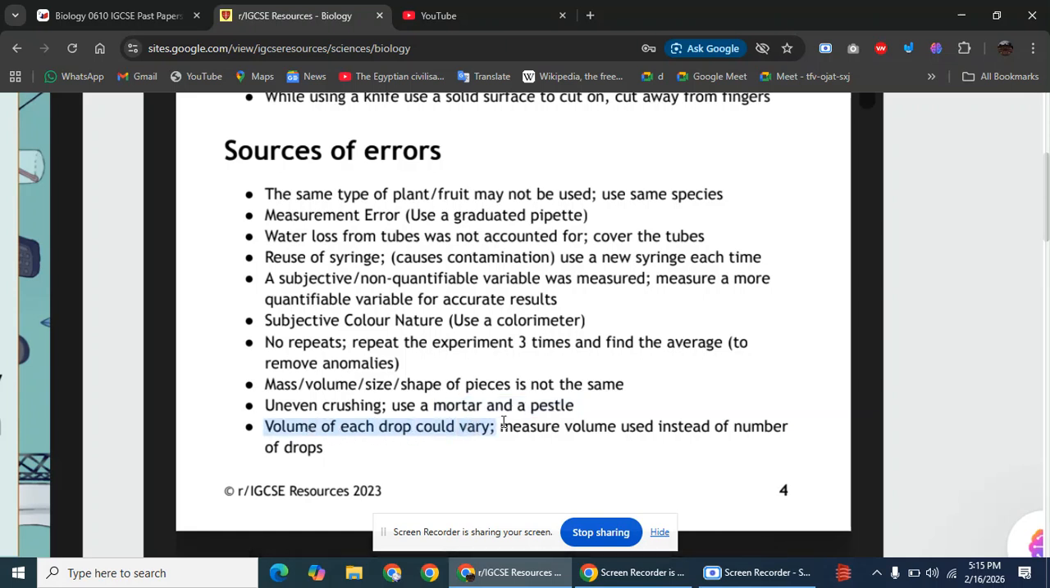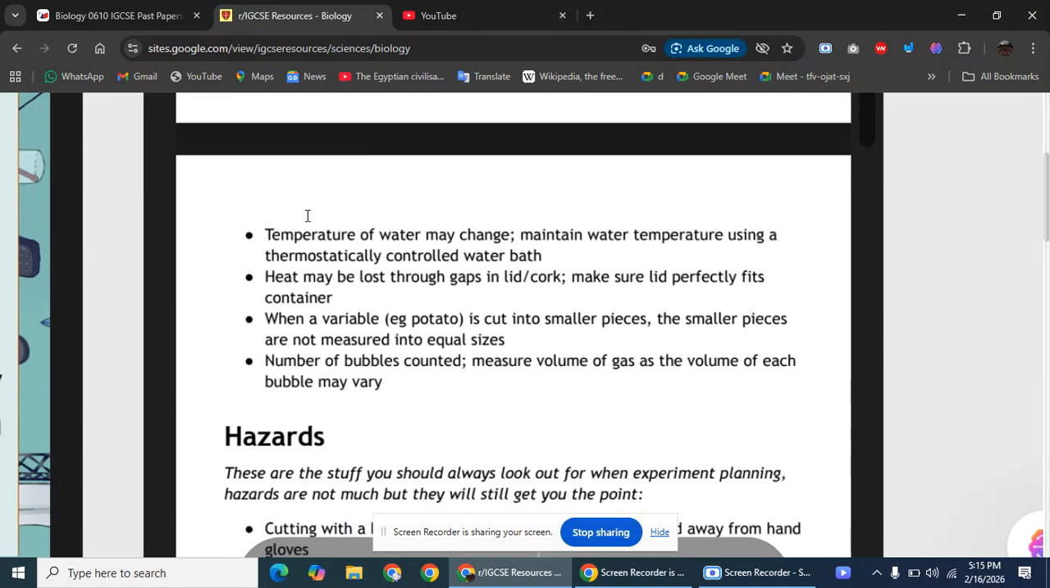The volume of each drop could vary. Measure the volume instead of the number of drops. Sometimes 5 drops are put, but you shouldn't do that because the volume of each drop could vary. Subjective nature, the use of a measuring cylinder, measurement error, and not using the same species. Just take a screenshot of this because these are the most common questions that come up in the examination.